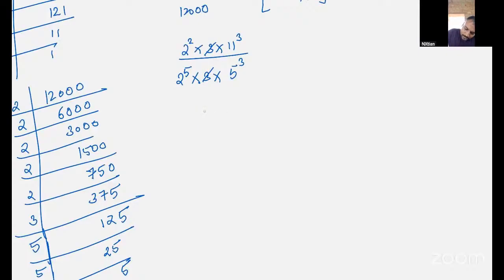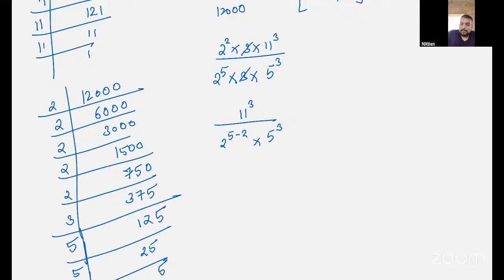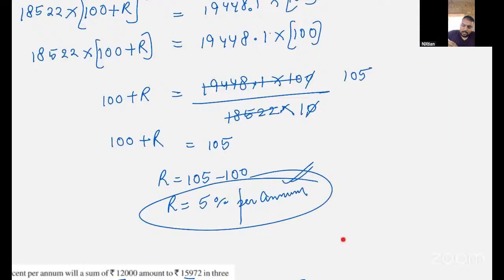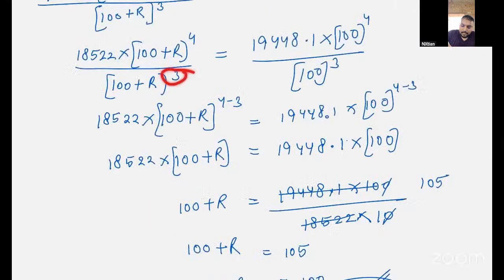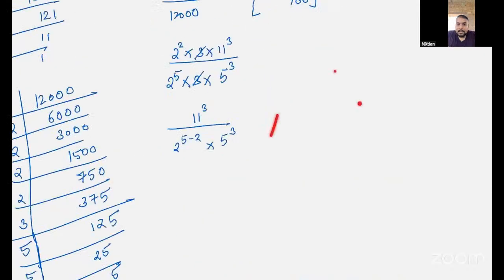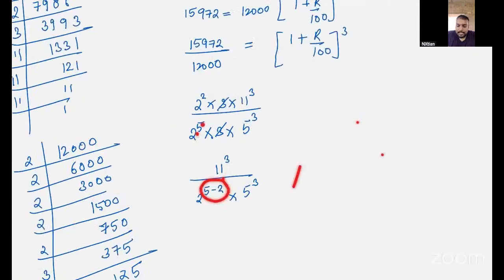So it will become 11 to the power 3 upon 2 to the power 5 minus 2 into 5 to the power 3. Now, guys, in the previous question, please pay attention just for a while. In the previous question, we took this upstairs and wrote 4 minus 3 in the numerator. But why am I writing it in the denominator right now? Because 5 is the bigger power as compared to 2. So there it will go.